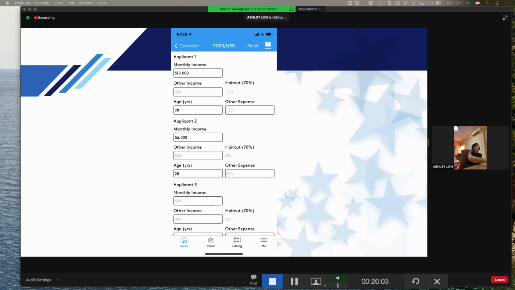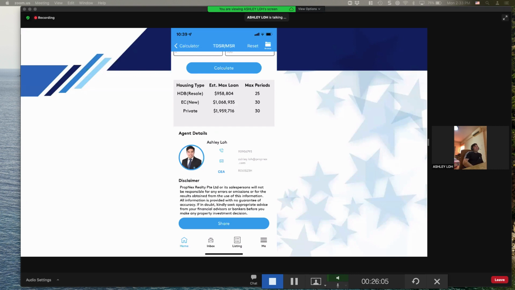Then after I click calculate, you scroll all the way to the bottom, you roughly see this. How much you can borrow for private, how much you can borrow for EC, how much for an HDB resale. Now, do take note, I've realized before, the PA app gives a very conservative figure. When you go to a banker to do an IPA, they will always give an amount higher than what is stated here. So you can always use the figure here as a conservative calculation for your clients.